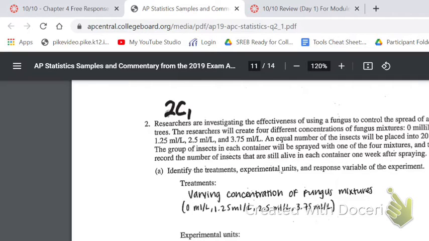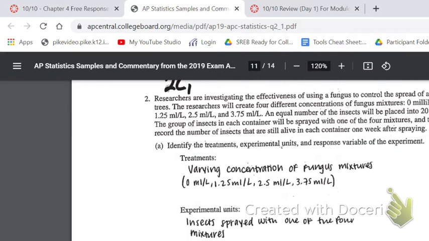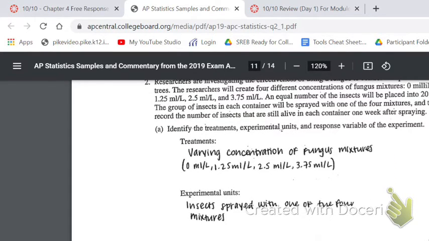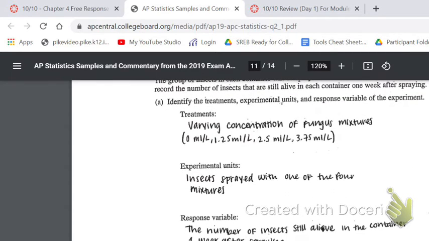All right, so front side was 2019. And the first answer that I want to look at with you is this one right here. The student said the treatments were the varying concentrations of fungus mixtures, 0 milliliters per liter, 1.25, 2.5, and 3.75. The experimental units were the insects sprayed with one of the 4 mixtures. The response variable was the number of insects still alive in the container 1 week after spraying.